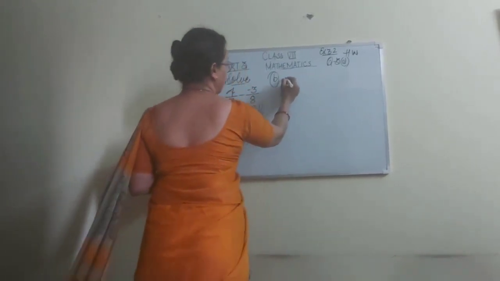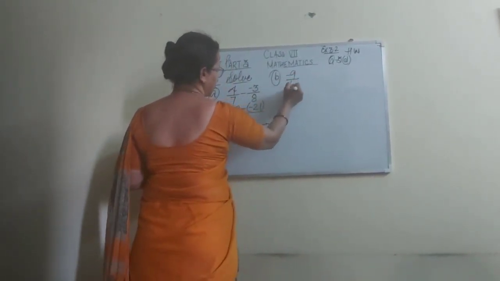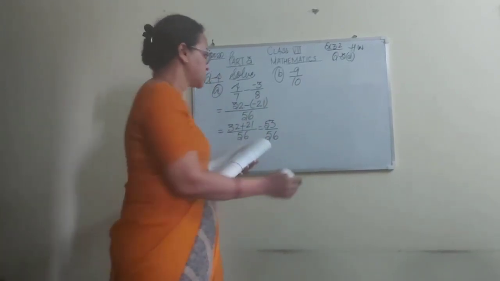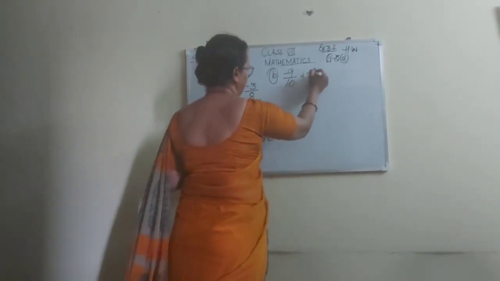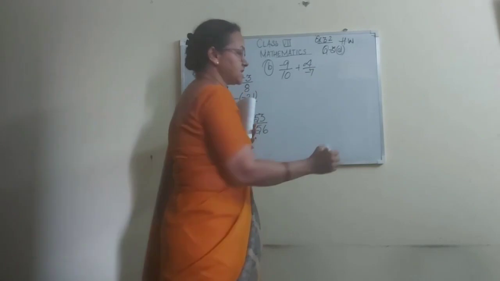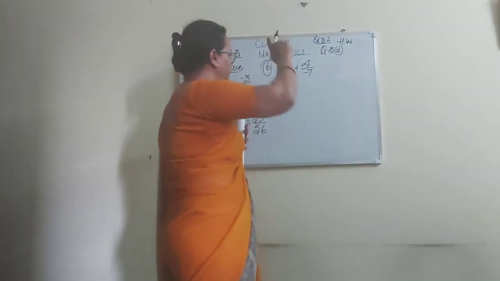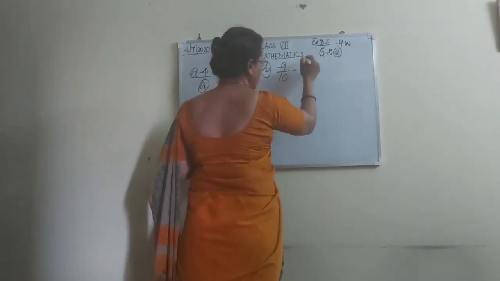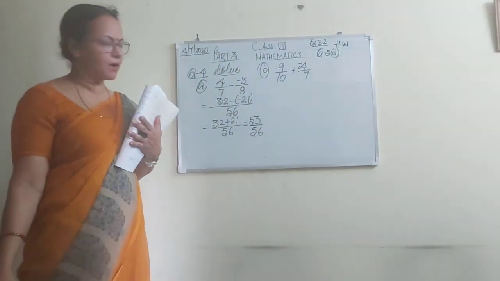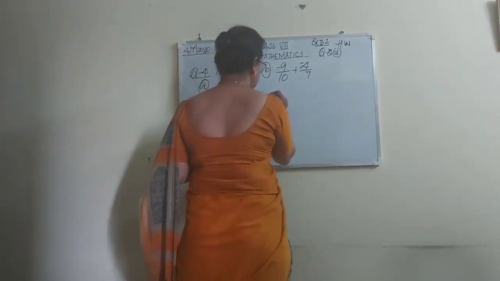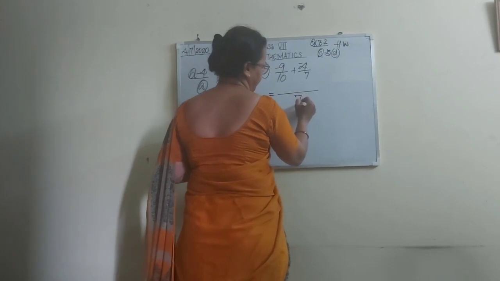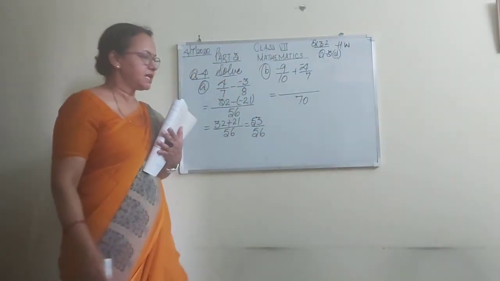Minus 9 by 10 plus 4 by minus 7. This minus we have to transport into the numerator, so we can write this. That's right. Is there any problem? No. The LCM of 10 and 7 will be 70. That's right. See, both product.